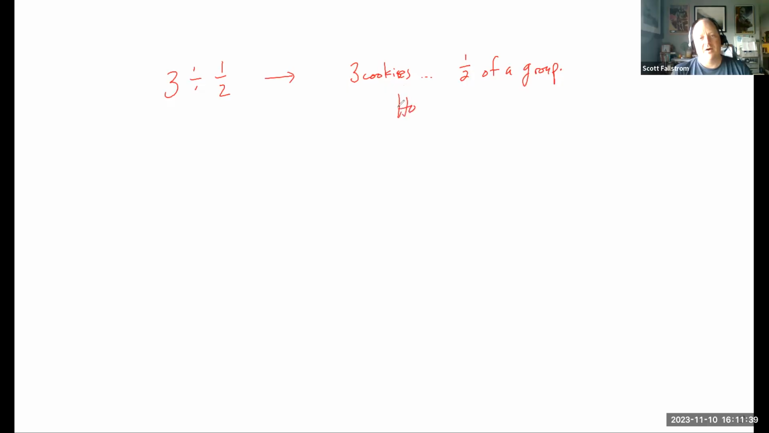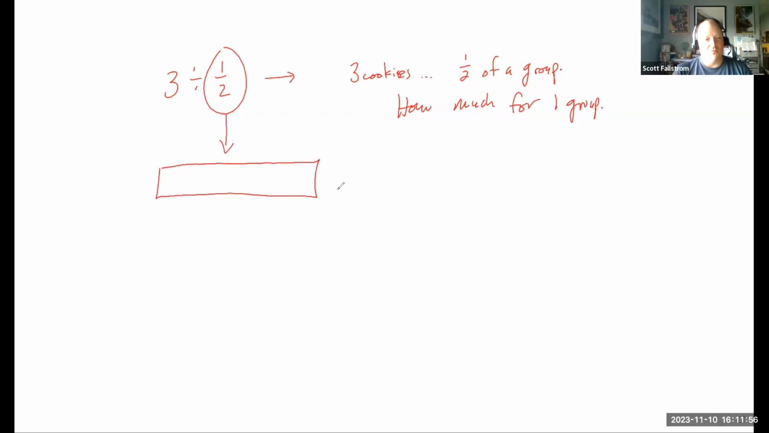Okay, how much for one group? Okay, so now you know you have half of a group. So what you could do is you could draw out, here's one whole group. That's one whole group. But I don't have enough for one whole group. I have enough for half of the group. That's what it tells you. And half of the group is 3 cookies.